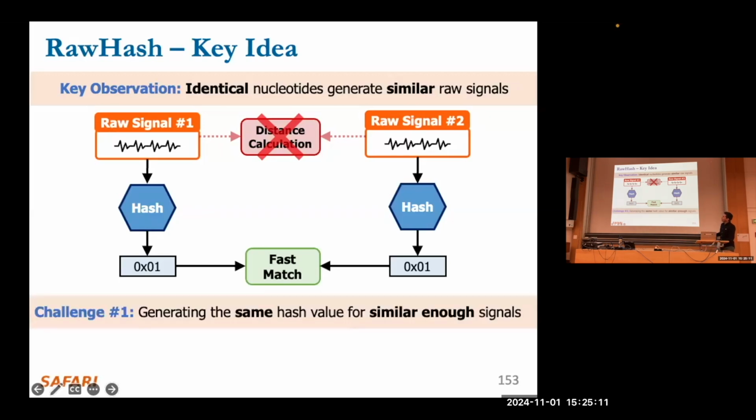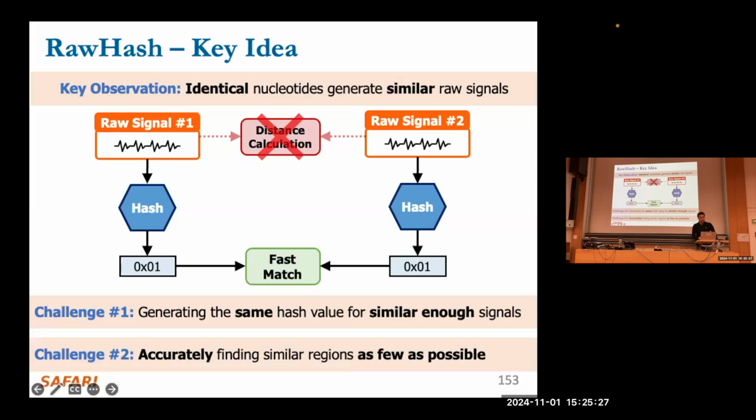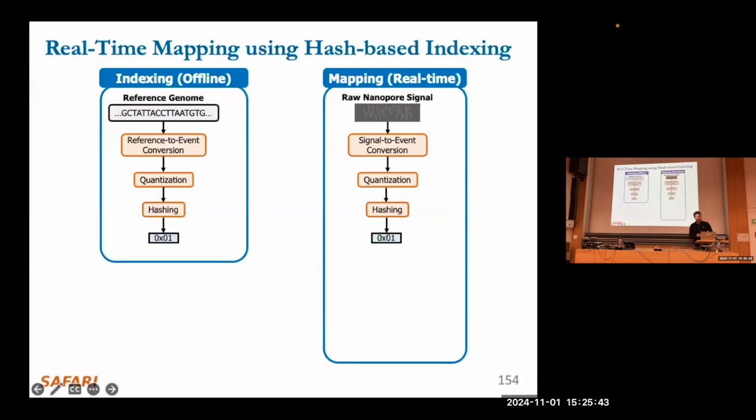One challenge, of course, is how do you generate the same hash value from similar enough signals? Usually, especially when you're using a low collision hash function, if your input is even slightly different, the hash value that you're going to generate is going to be completely different. And of course, we want to accurately find similar regions, as few similar regions as possible. Meaning, we don't want to find hash matches in a million regions, but only a few hash matches, and those hash matches will be accurate.